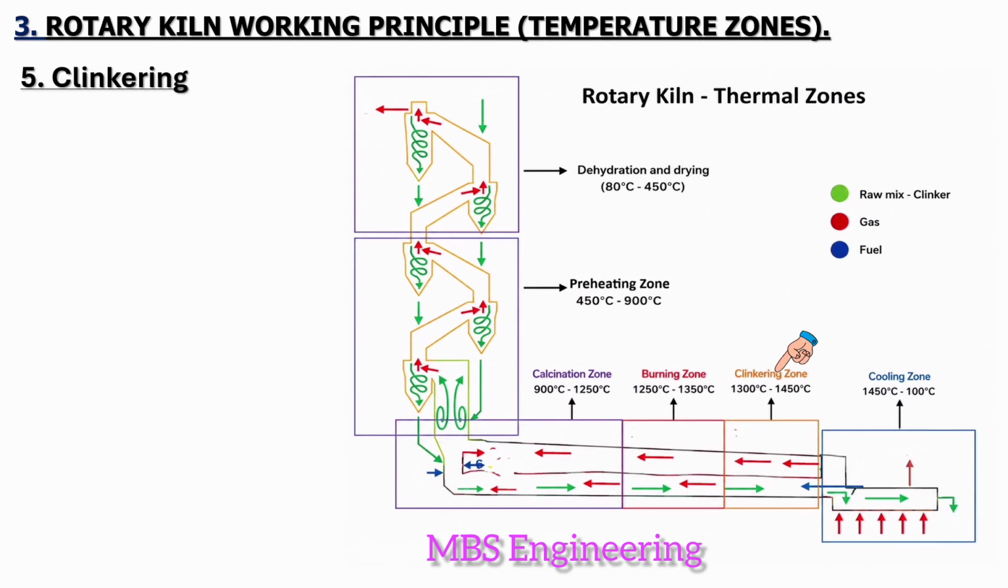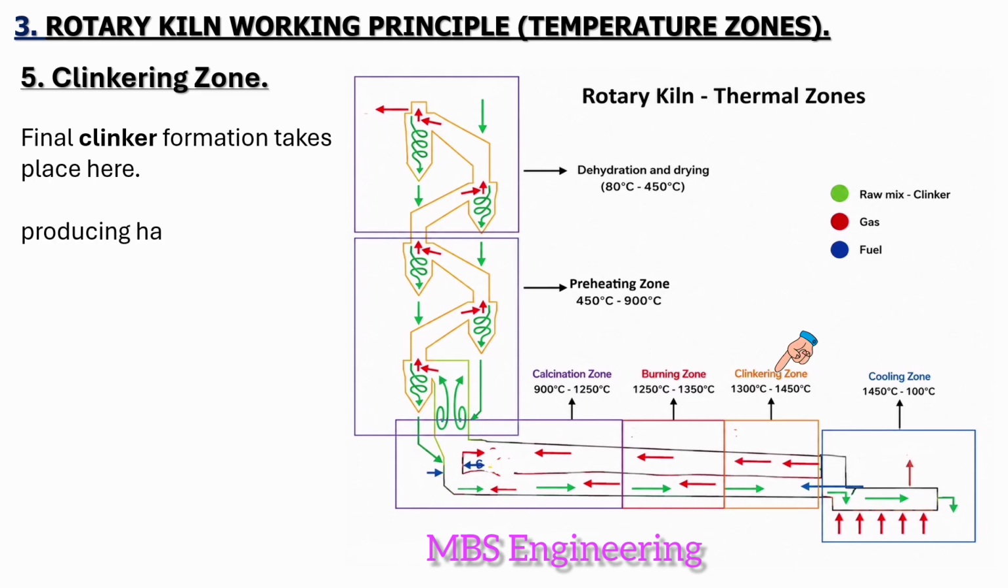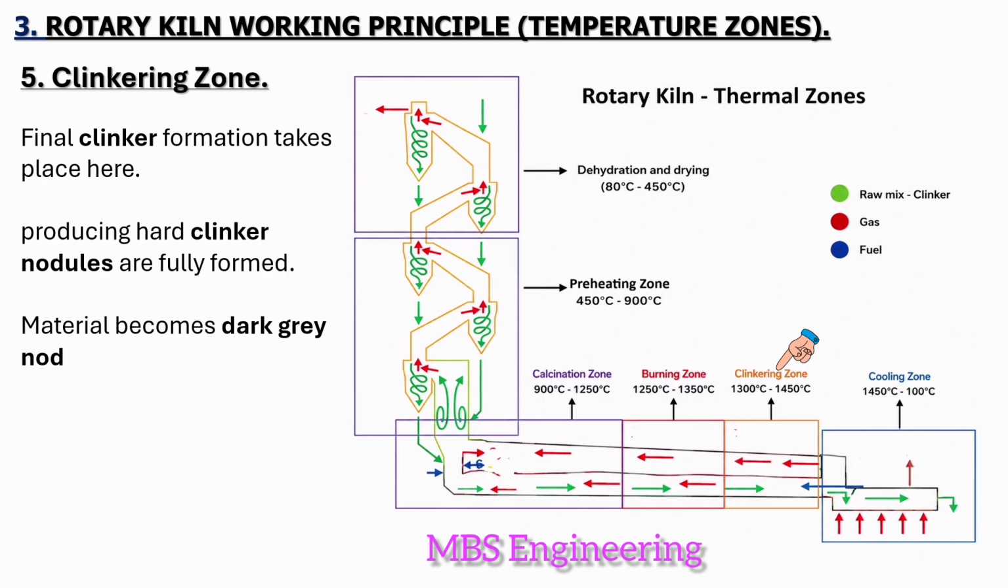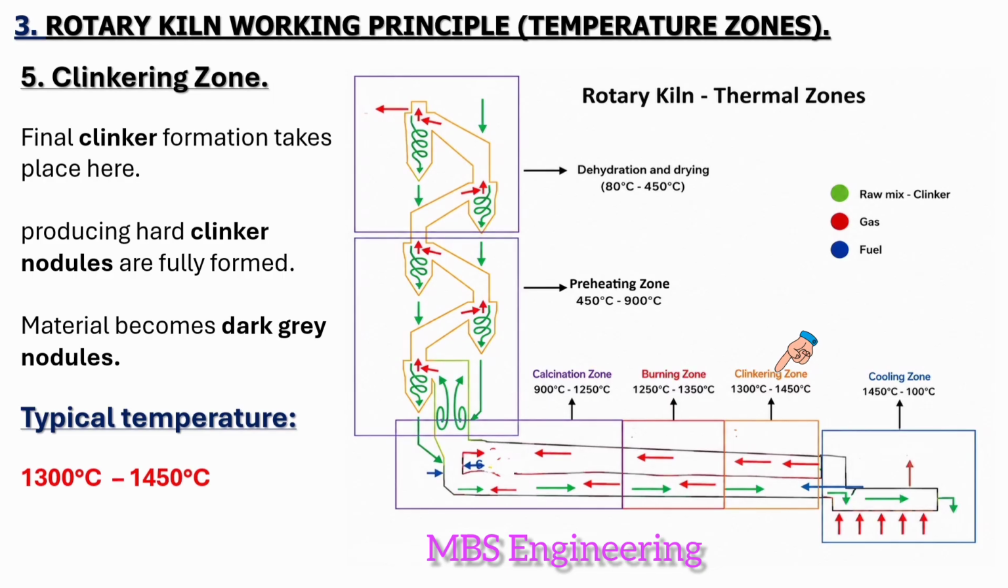Next, we will learn and understand the fifth temperature zone as clinkering zone. Final clinker formation takes place here. Hard clinker nodules are fully formed. Material becomes dark gray nodules. In this zone, temperature in the range of 1300 degrees Celsius to 1450 degrees Celsius.